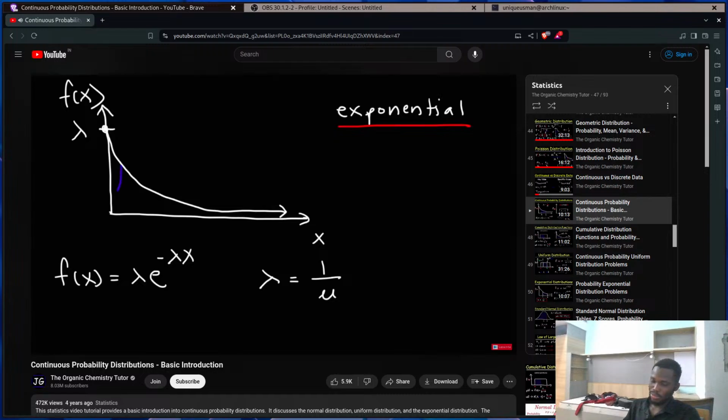And keep in mind the total area under the curve for this one or any type of continuous probability distribution function is always going to be 1.